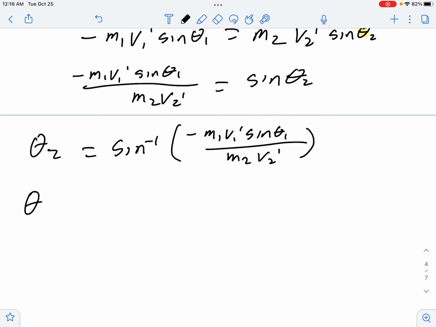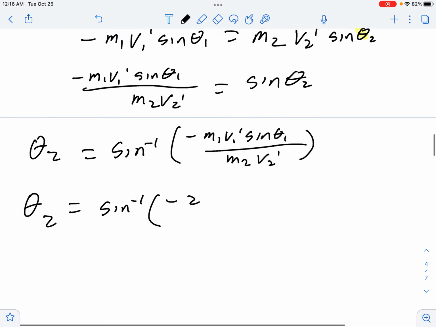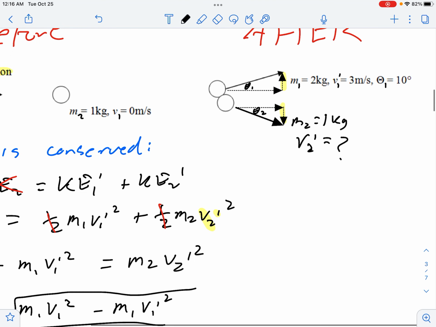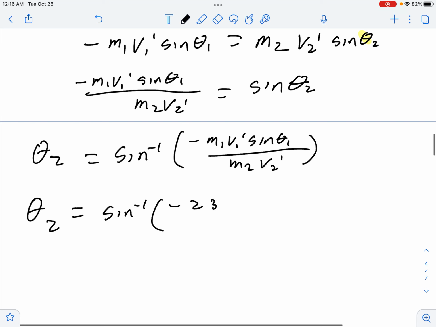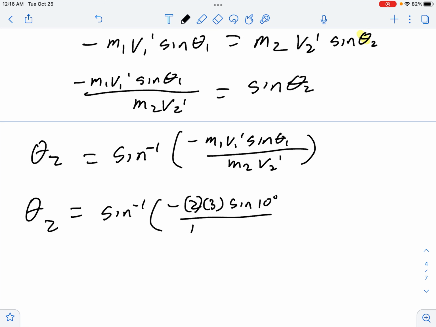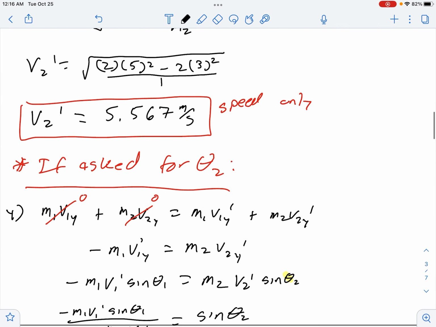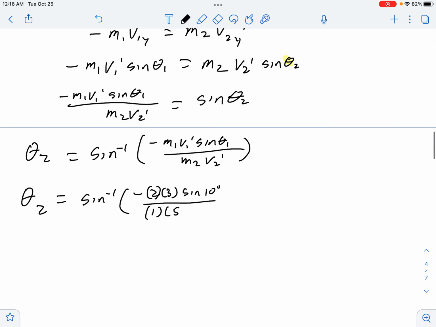So I told you at the beginning there's a bunch of math. Let's plug in some numbers here. m1 is the 2 kilogram ball. Afterwards, it's going at, what was it? 3 meters per second. Yeah, 3 meters per second, at an angle of 10 degrees above the horizontal, divided by m2, which is just 1, times its speed after, which is this number that we calculated, 5.567.